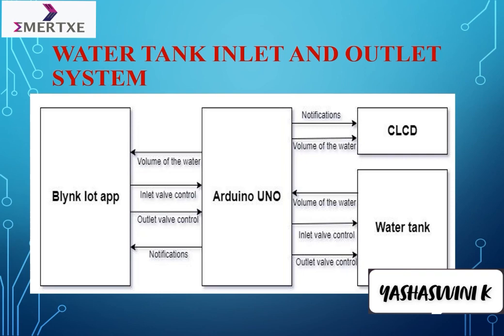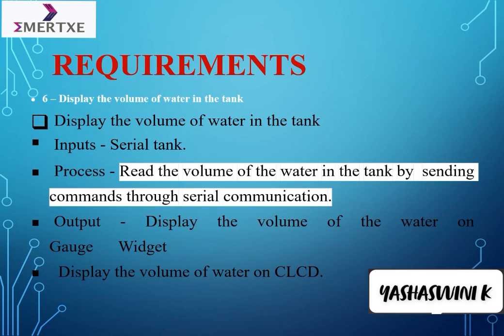Here also we have used the Blynk IoT app, Arduino Uno and CLCD. Except that, for the water tank we have used a tank in place of the temperature sensor in the temperature control system. To display the volume of the water in the tank, the input will be the serial tank. The process is to read the volume of the water in the tank by sending commands through serial communications. The output displays the volume of the water on the gauge widget and on the CLCD.